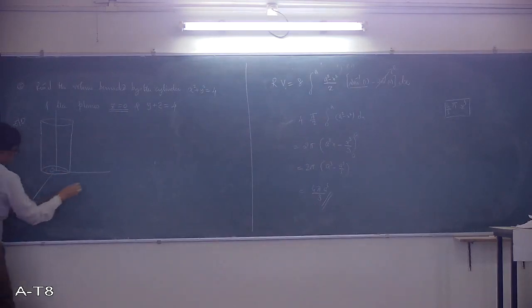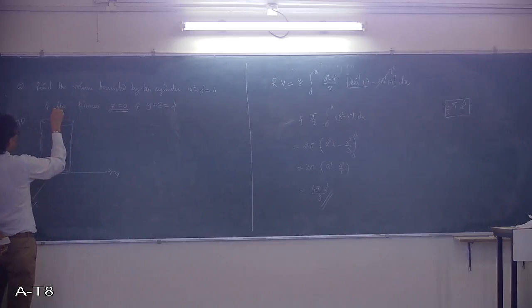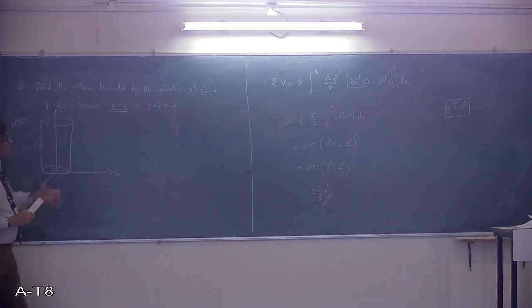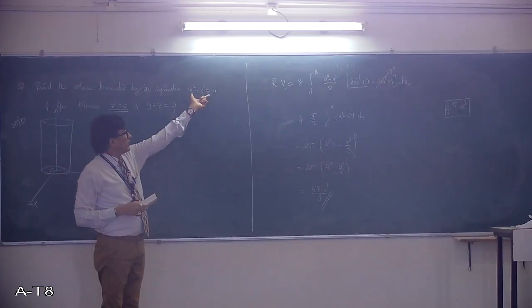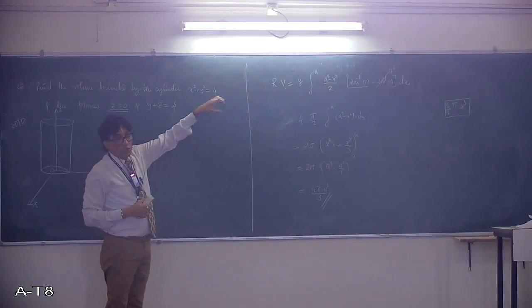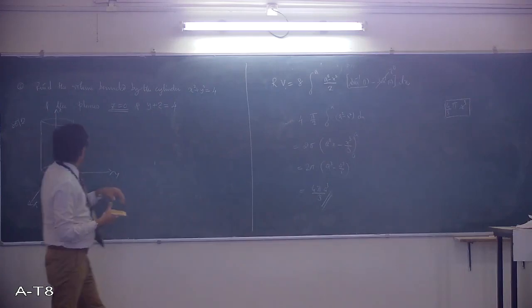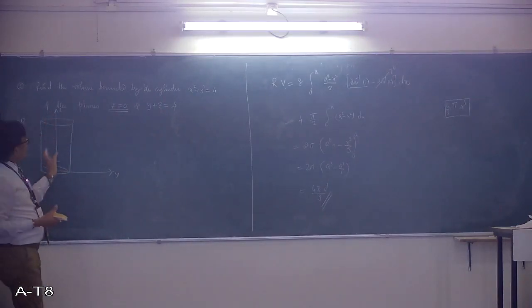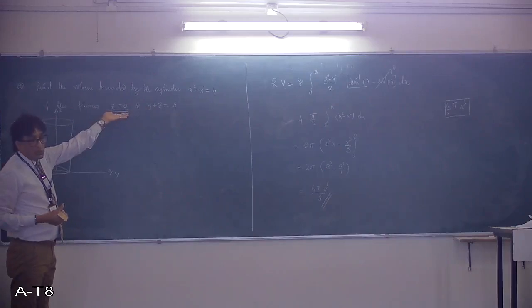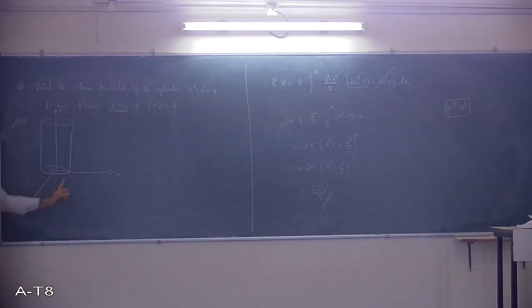This is the x-axis, y-axis and z-axis. The cylinder x square plus y square is equal to 4 is nothing but the equation of a circle, the center is the origin, the radius is 2. That is called the lateral surface of the cylinder. And the base of the cylinder is z equal to 0, which is nothing but the xy plane.